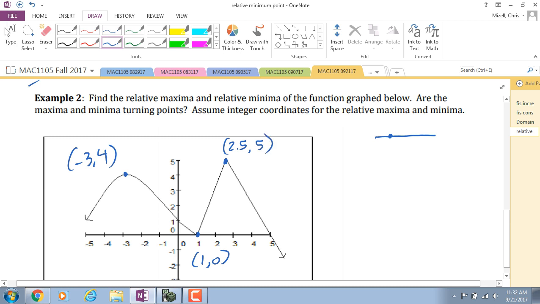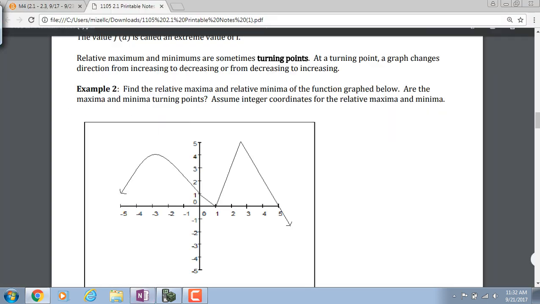So we have two relative maximum points, one relative minimum point. It says assume integer coordinates, but there's no way I can do that. The first two were close to integers, but that third one, I need to work on my graph there. I'm going to move on to the next example.